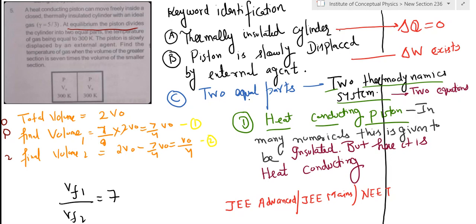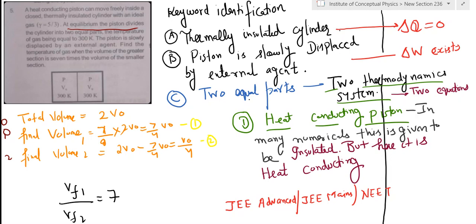So there is no heat moving out of the system and moving into the system, which means delta Q is zero. And we know the first law of thermodynamics and other laws of thermodynamics, right? So delta Q is equal to zero. This is the first good information we got.